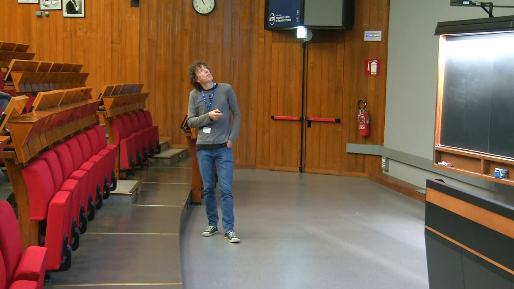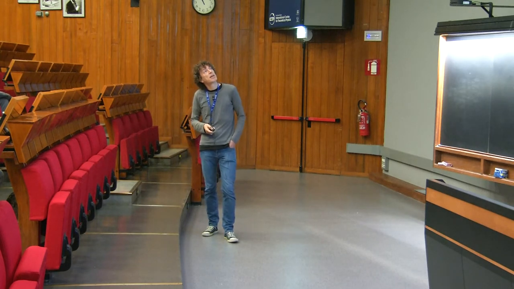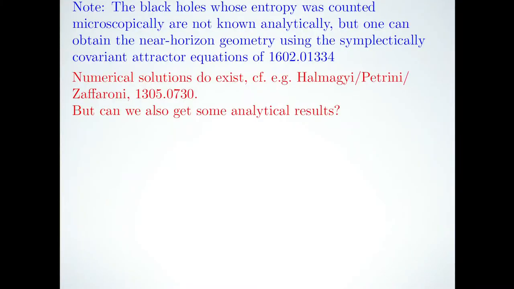But the question is, can we also get some analytical results? I mean, after all, if you do a microstate computation and you know only the near-horizon geometry, you are not sure if there is really a flow from this IR geometry to an AdS4 in the UV, right? So in principle, you have to check at least numerically if they are connected. So can we get some analytical results?